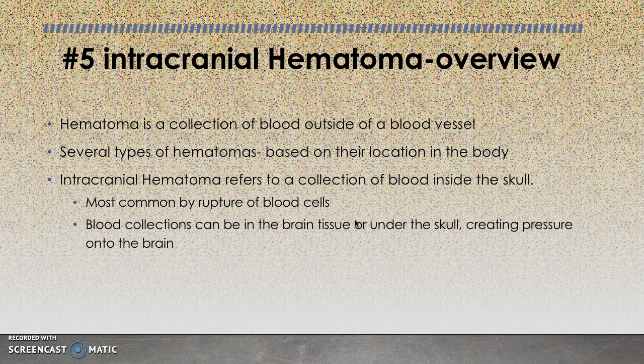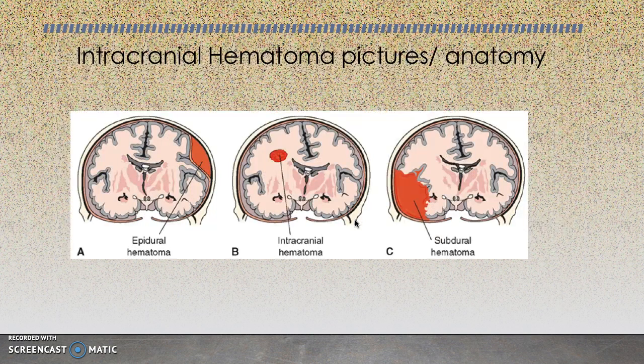And let's see here. Here is a picture of intracranial hematomas. So A is an epidural hematoma, and an epidural hematoma is an accumulation of blood from the temporal artery between the dura and the skull. And then picture B is an intracranial hematoma, which I'm talking about.